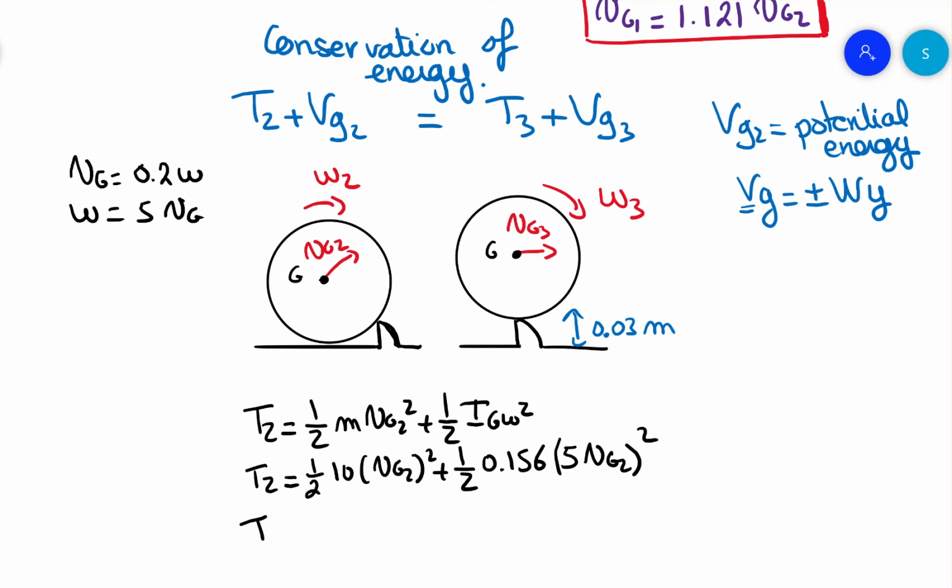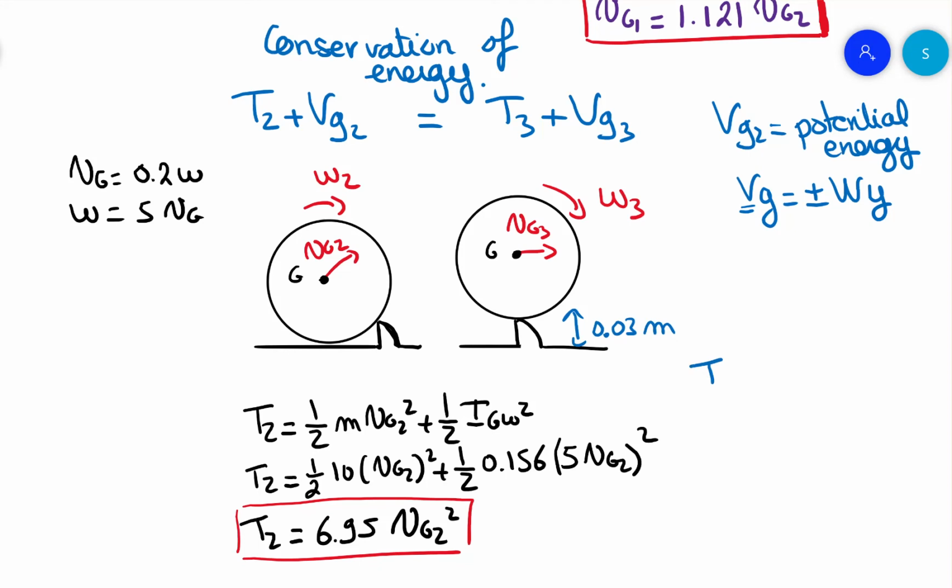Okay, so we can simplify everything and we find 5 plus 0.156 times 5 squared, don't forget the square, and divide by 2. That gives us 6.95 Vg2 squared. Okay, that's T2. Now let's find T3.